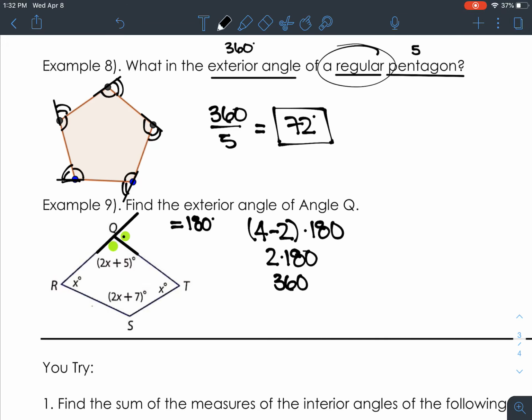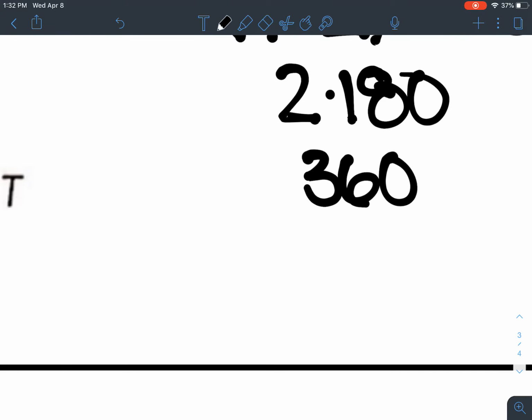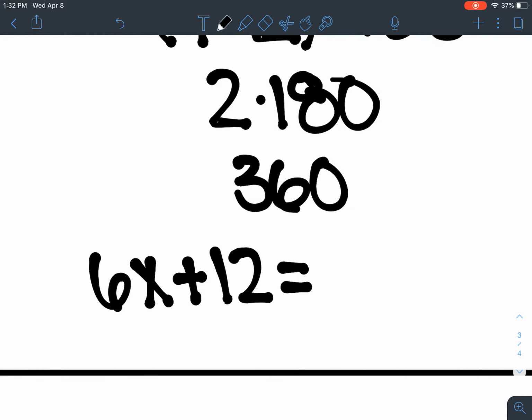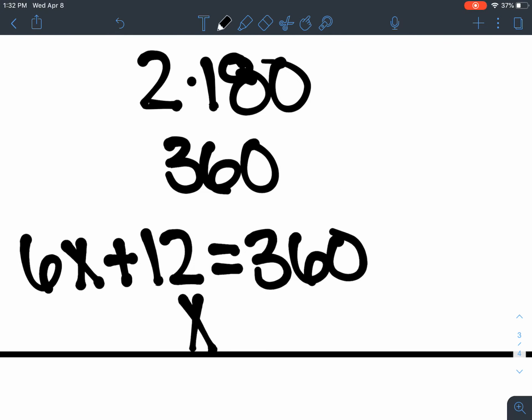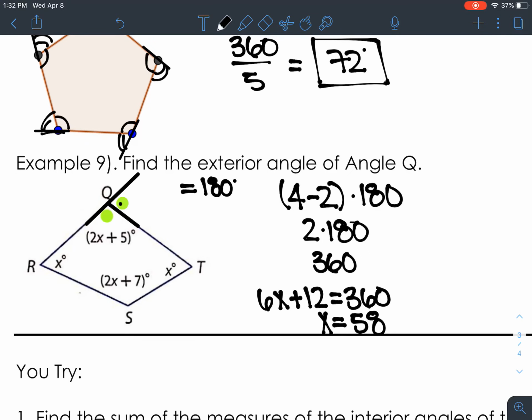So we're going to add up the 2x plus 2x plus x, and that's going to give us 6x plus 5 plus 7, which is 12. And that's going to give us 360 degrees. So if we solve this, guys, we're going to get x is equal to 58. Now, how does that help us? What we can do is take that 58 and plug it in to this 2x plus 5, and that would give us that interior angle of angle Q. But we're trying to find the exterior angle of angle Q, which means once we find that interior angle, we can subtract that from 180 in order to find the exterior angle.